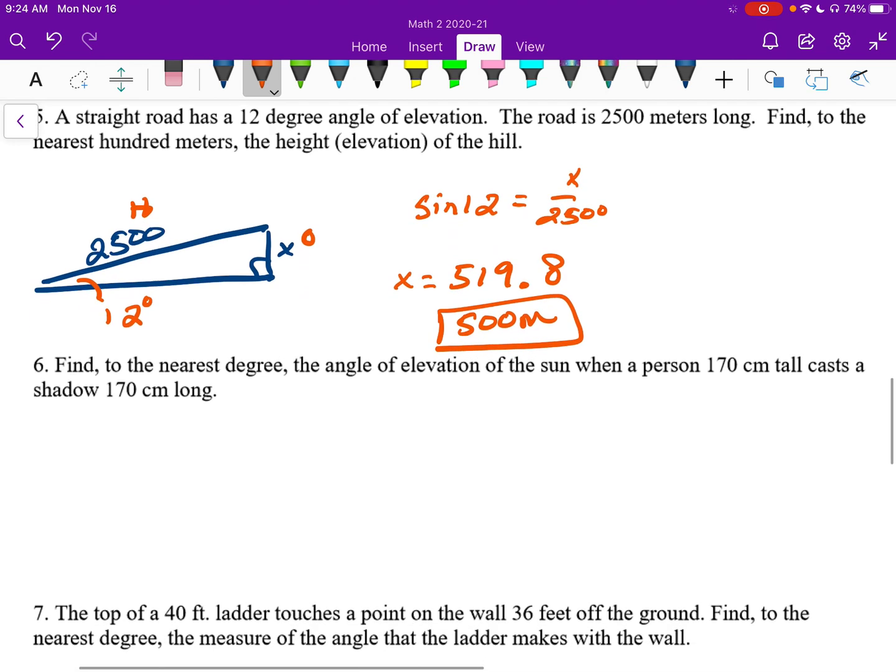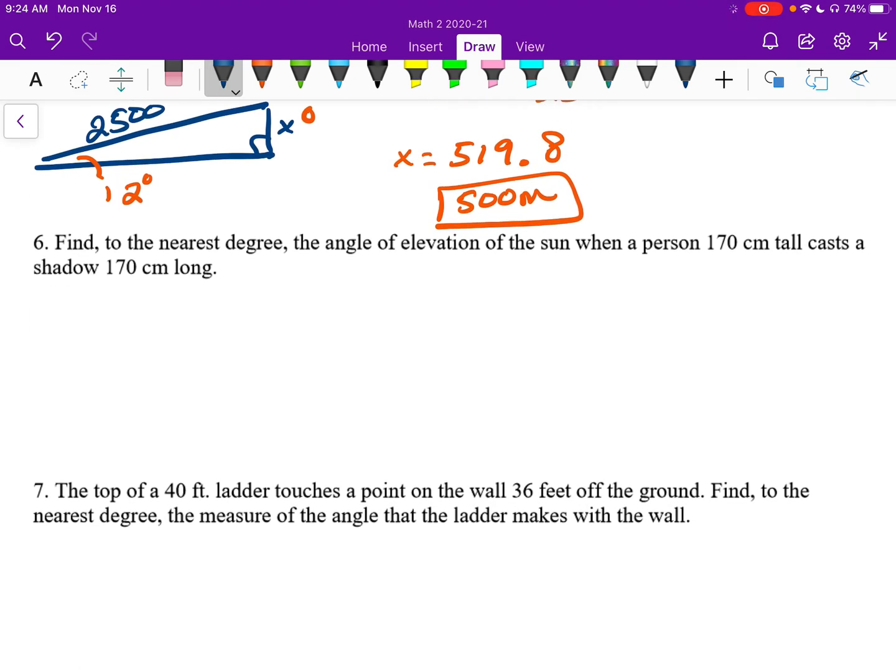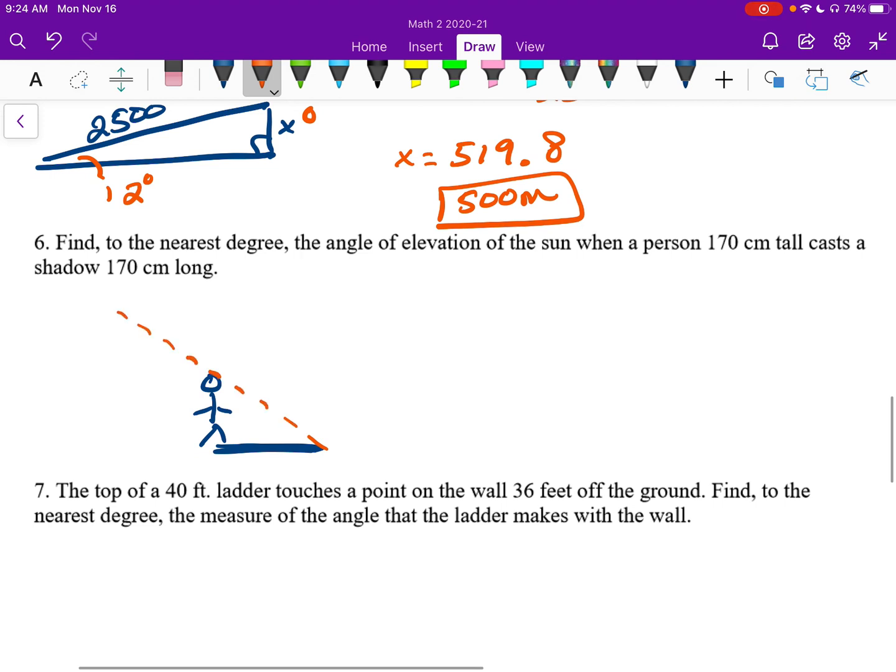All right. Number 6. Find to the nearest degree the angle of elevation of the sun when a person 170 centimeters tall casts a shadow 170 meters long. So you've got a person here. Their shadow lays down here, and there's an angle going up here to the sun. Angle of elevation is always from the bottom up. That's going to be down there. So here is 170, and here's 170.